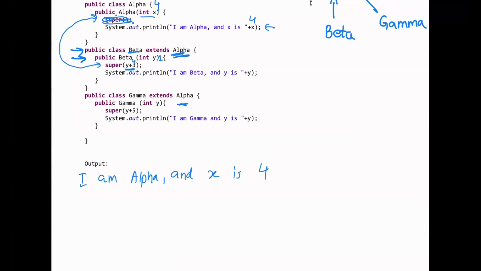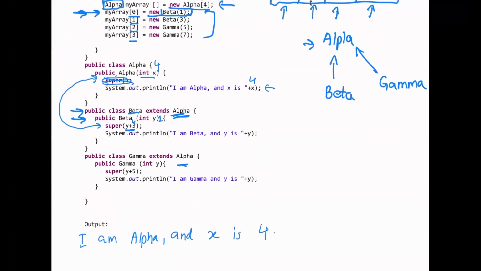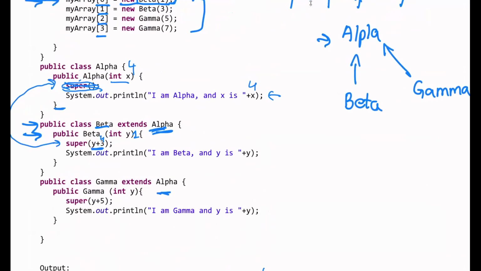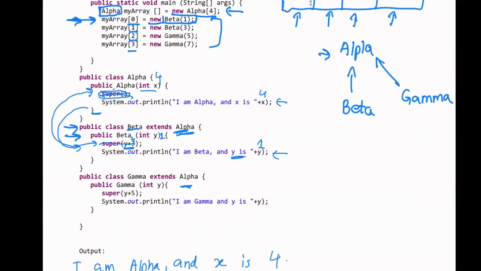All right, and then after I print it, it goes back to the beta constructor. So the super is finished. Then the next line is here. I am beta, and y is... what? Y is going to be 1, right?